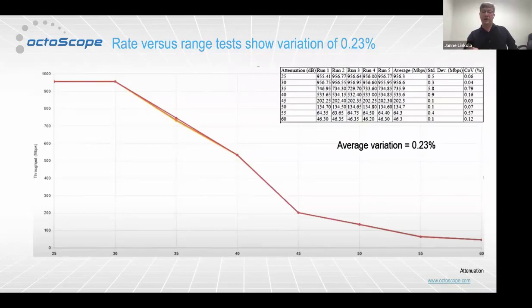And what we are reporting here are 5 runs of rate versus range test. And we're looking at the individual 5 dB steps.